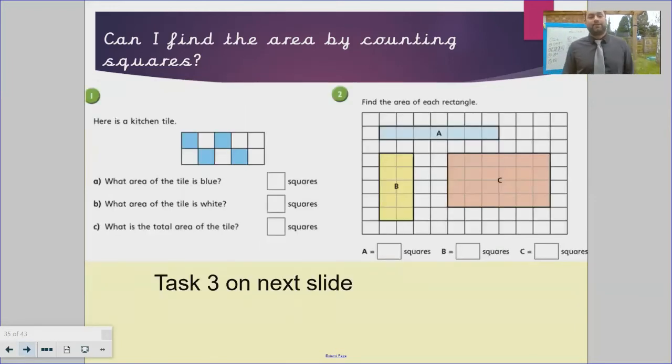Okay, your independent work for today. You may need to use the back of your whiteboard and use the grids on there to help you with today's lesson. In fact, it's going to be imperative that you use that.